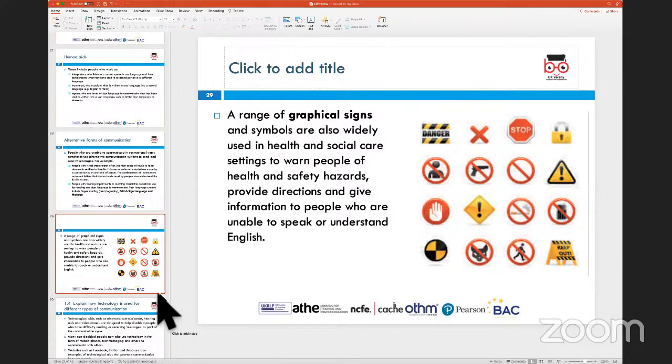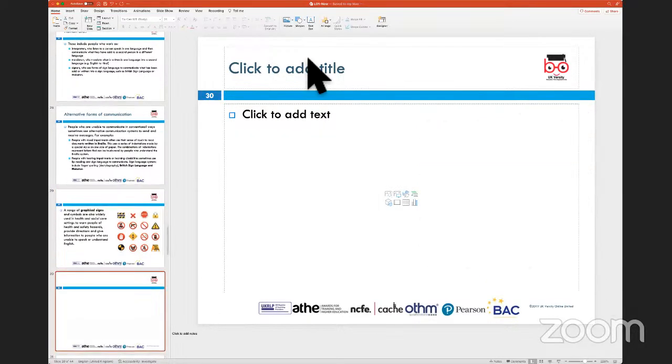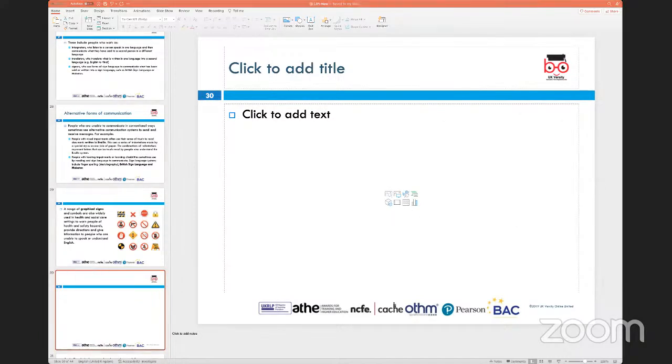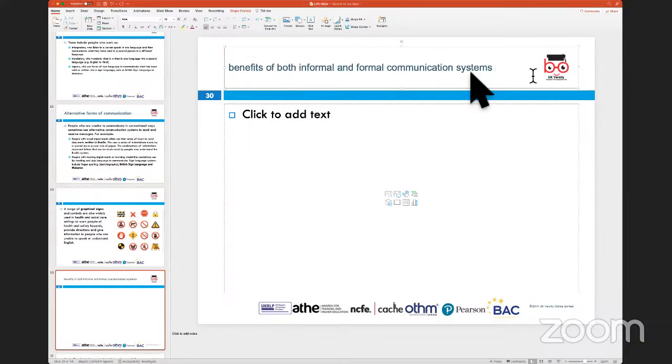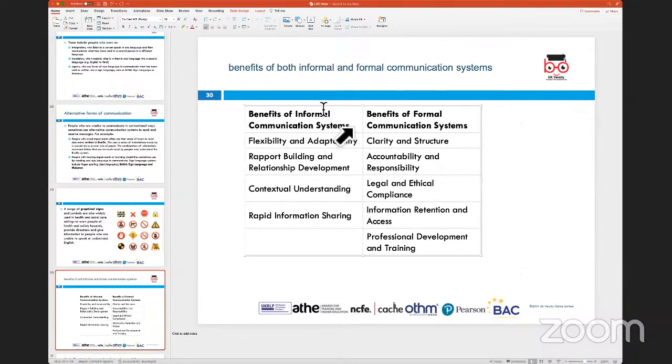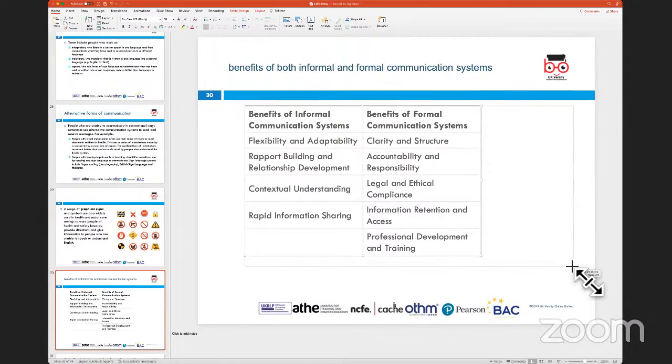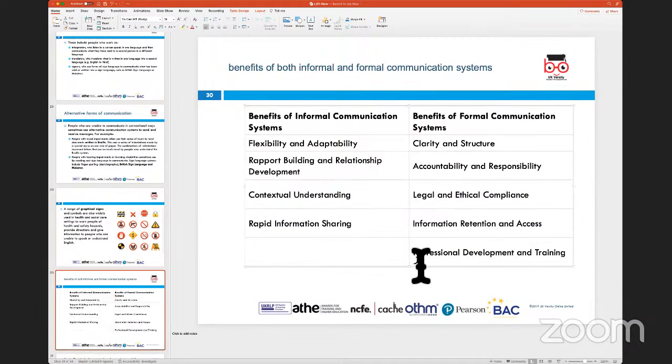And these would then be the usages of how different forms of communication can be mentioned. Now, if I have to mention the benefits, which is where the main task is, then the benefits of informal and formal communication systems can be put here just from a point of view of a table of comparison.